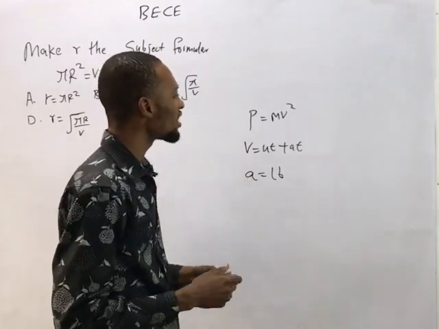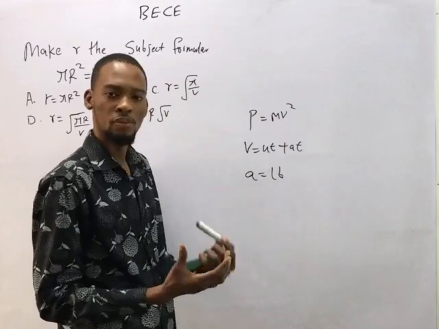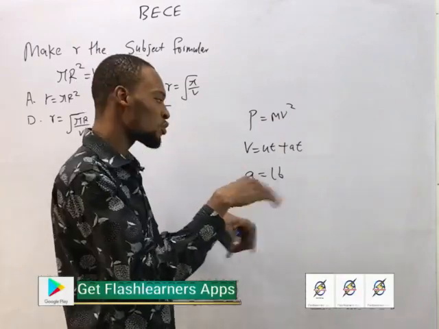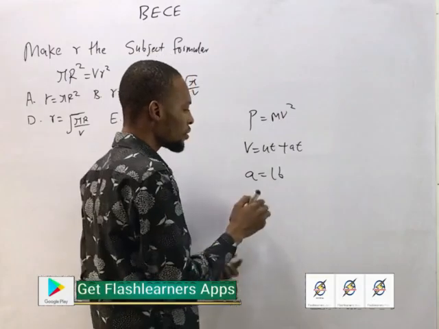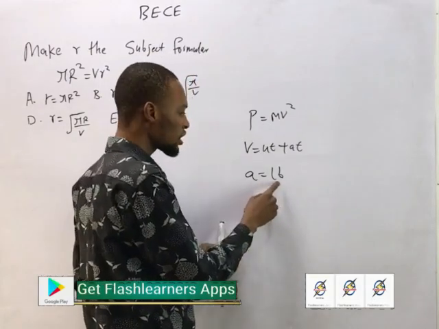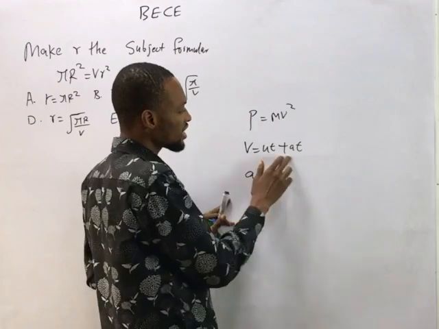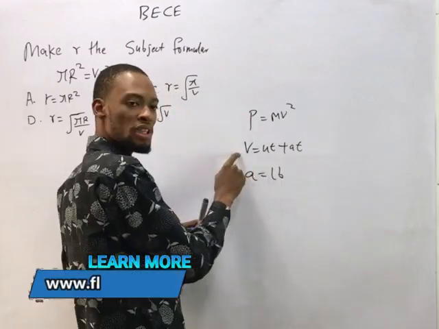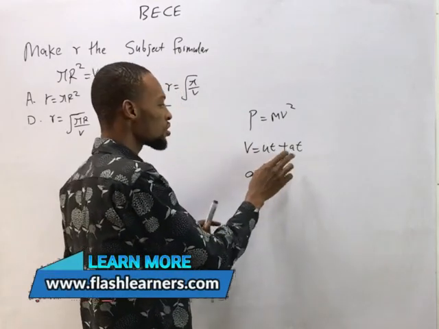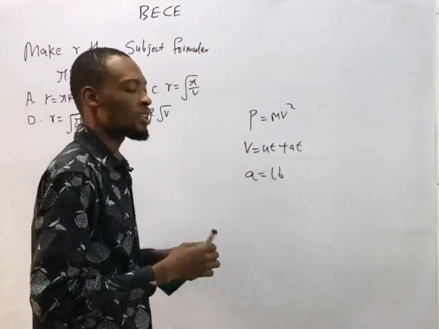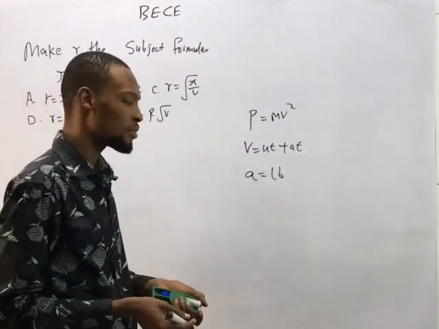Change of subject of a formula is simply changing the subject, making another thing stand alone, equal to the rest. So if I say make L the subject of the formula here, it means let L be alone and equal to any other thing. If I say make A the subject here, it means I don't want V to be here. Rearrange this equation so that A will be here and it will be equal to every other thing. That's what change of formula is about.